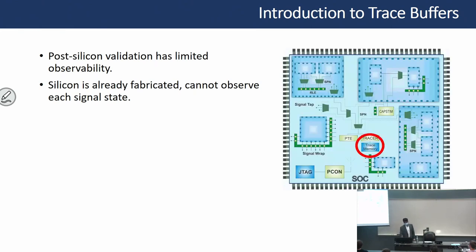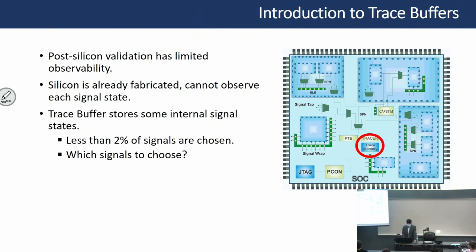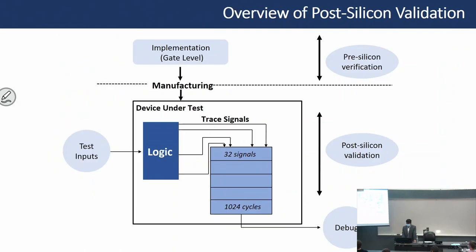So what did researchers come up with? They came up with something called the trace memory. The trace memory stores some of the internal signal states. Now this is like a breakpoint, but the difference is it's already pre-designed during the design, pre-manufacturing, right? So you already know which signal values you will be observing. You cannot change those values dynamically. You can always do that using a multiplexer, but that will take up a huge memory overhead. So the trace buffer stores some internal signal states, and less than 2% of the signals are chosen. So the question is which signals to choose.